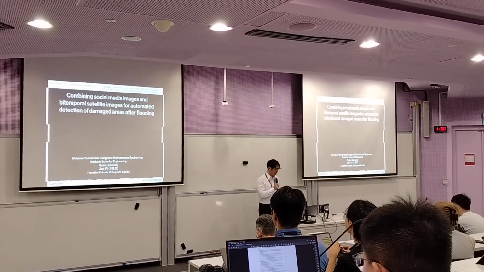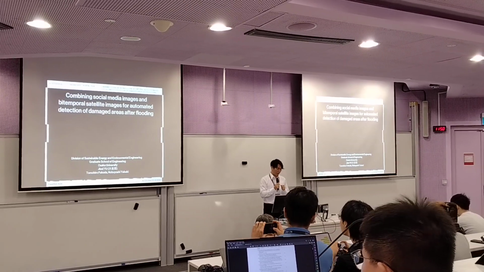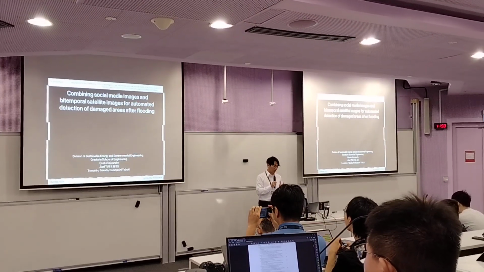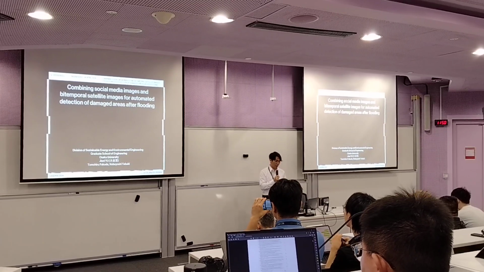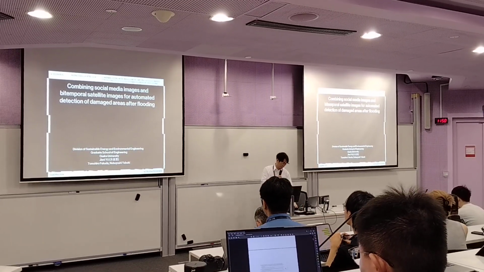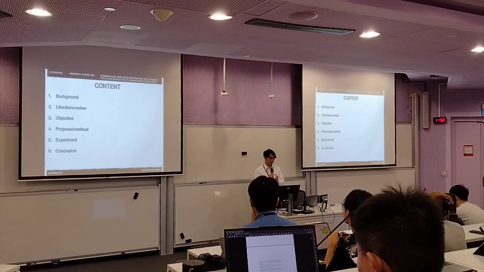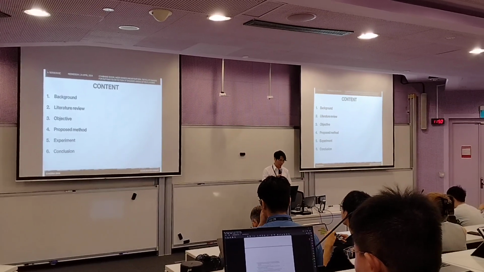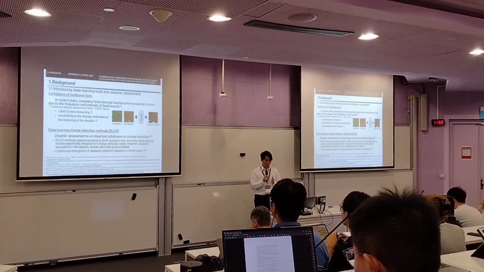Let's get started. My topic for today's report is combining social media images and bitemporal satellite images for automated detection of damaged area after flooding. This report will be divided into 6 parts as shown here. First is our background.